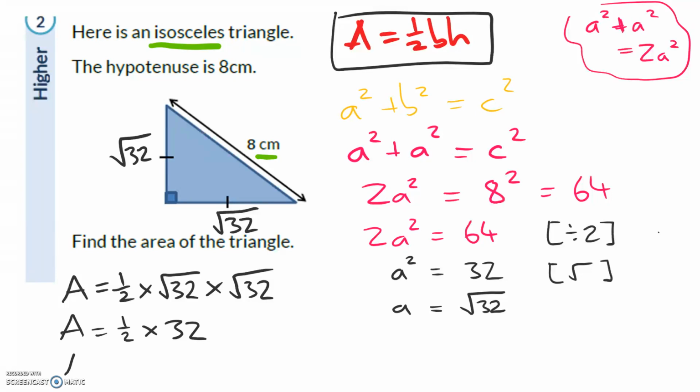We've got area equals half times 32. Well, I can always replace that times with an of. This is like half of 32. This is 16. 0.5 times 32, 16. Half of 32, 16. So we're done. What's our area? Area equals 16 square centimetres.